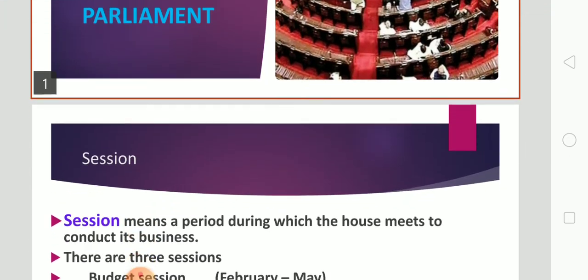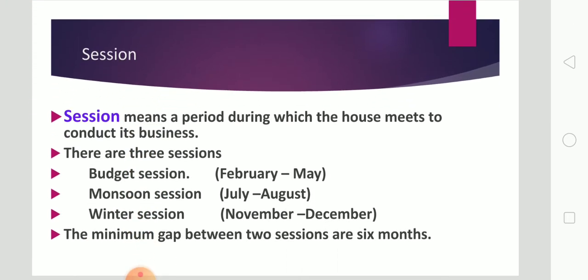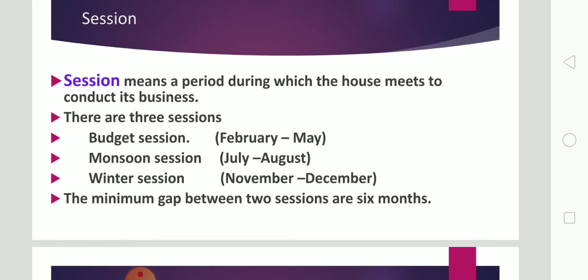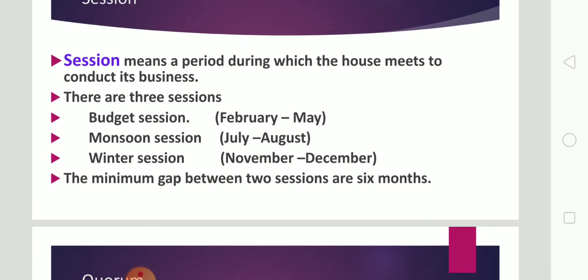The first parliamentary procedure is session. Session means a period during which the House meets to conduct its businesses. We can simply say that the meetings of the Parliament are called sessions. In a year, normally there are 3 sessions. The first one is budget session. Normally that is conducted in the month of February to May.